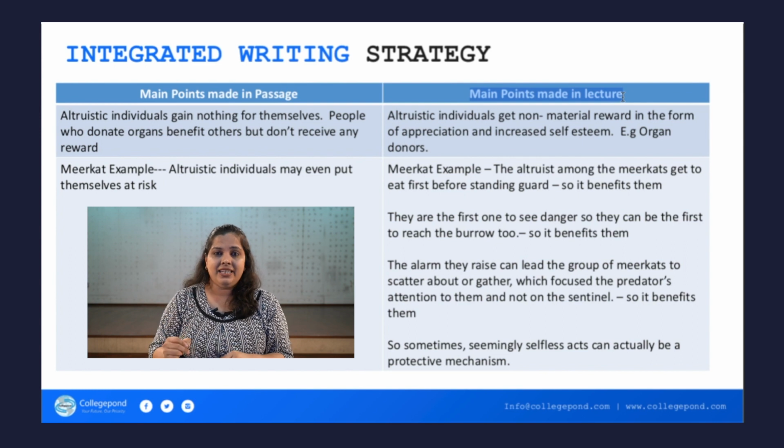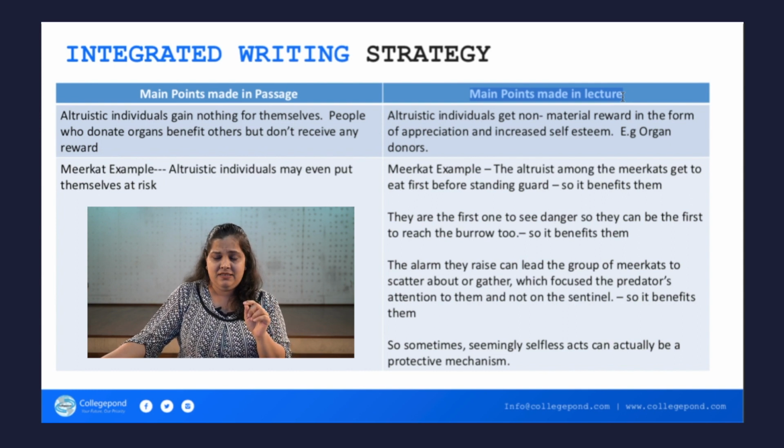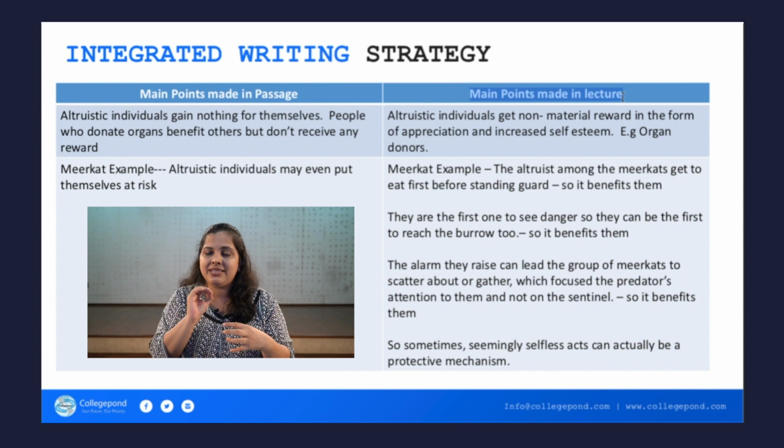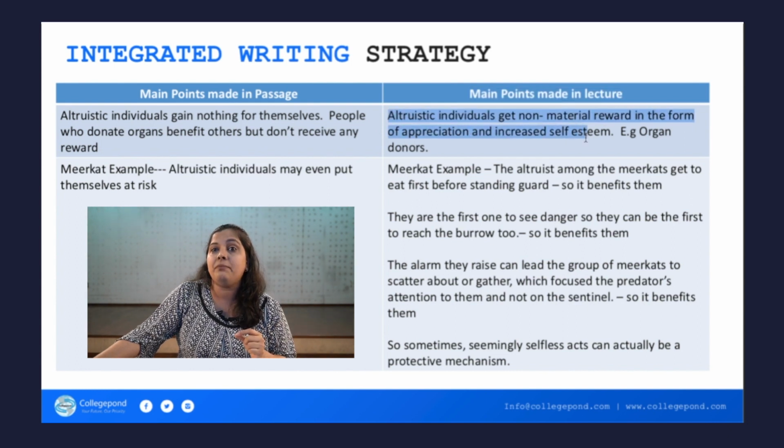When you're actively listening, a lot of times you are listening for meaning and you're trying to understand, what should I write? Should I write everything? Right? It's very tempting, right? When you're making notes, just write down everything. What if this is useful? What if that is useful? But you have to note that the question is about contradicting the points made in the lecture. So you have to specifically listen very carefully for the points that are directly opposing whatever is given in the passage. So, for example, the lecturer says that altruistic individuals get non-material reward.